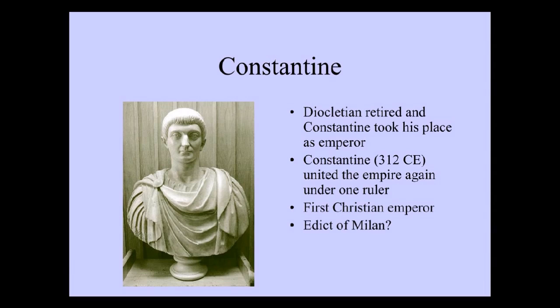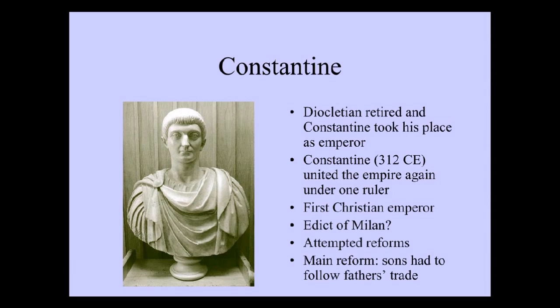Constantine, as legend goes, was converted to Christianity on the eve of a battle, in which he had a dream of Jesus who told him to paint red crosses on his soldiers' shields. And so he did that and he won the battle, and from that point on became a convert to Christianity. And so he proposed the Edict of Milan, which made Christianity an allowed religion in the Roman Empire.